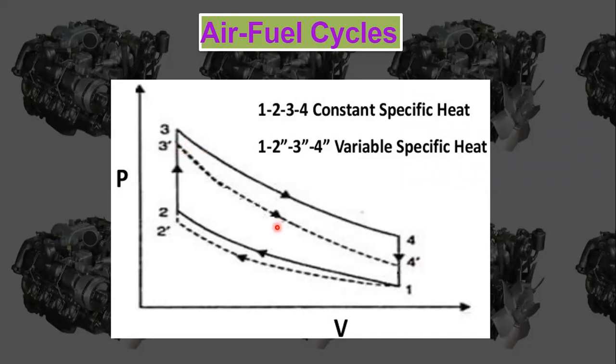So if we have air fuel cycle, that means we are going to have variable specific heats, like 1 to 2 dash, 2 dash to 3 dash, 3 dash to 4 dash. So 1 to 2, 2 to 3, 3 to 4, 4 to 1 is the standard cycle, and 1 to 2 dash, 2 dash to 3 dash, 3 dash to 4 dash, and 4 dash to 1 is the air fuel cycle. I hope you got some idea on it. 1, 2, 3, 4 is the ideal, which is the standard cycle, and 1 to 2 dash, 2 dash to 3 dash, 3 dash to 4 dash, and 4 dash to 1 is the air fuel cycle.